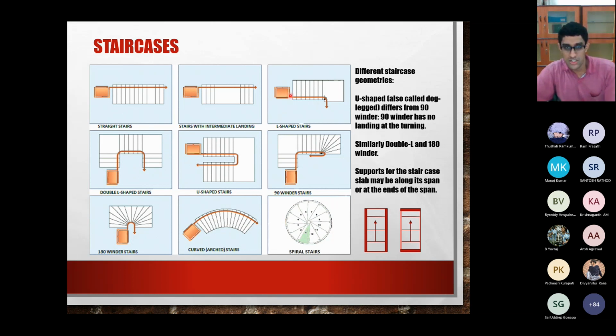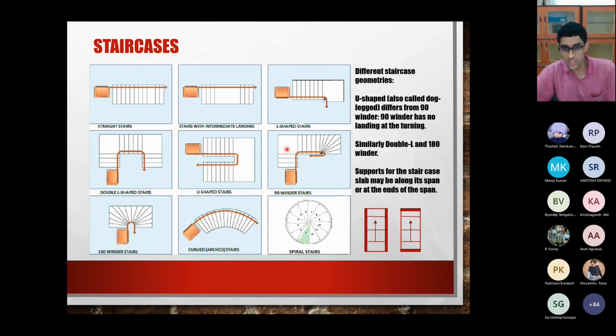An L-shaped staircase means it goes up and then it turns. That is one type. Then we have double L, going up and coming around, and U-shaped. The difference between double L and U-shaped staircase is in the location of the landing. In a double L staircase, we have steps, then a small landing, then going up again, then a landing, and then coming down. In a U-shaped staircase, you have steps and then the full landing, which is parallel to both sets of stairs.